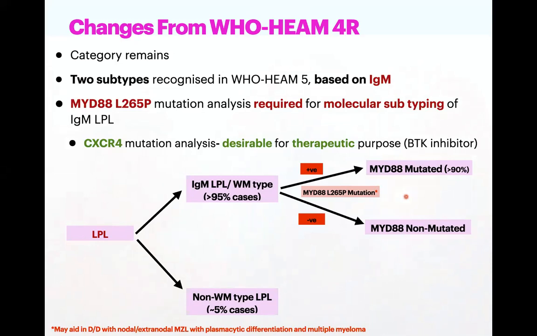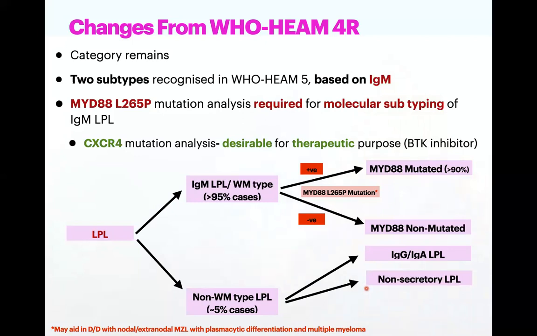While this non-WM type is further subdivided into 3. One is IgA or IgG LPL, or if there is no immunoglobulin, then it would be non-secretory LPL. And the third one, like I said, is IgM LPL without bone marrow involvement. To call it Waldenström macroglobulinemia, you need the bone marrow involvement. So if it is not there, it will be called non-WM type LPL. And these 3 are the entities.